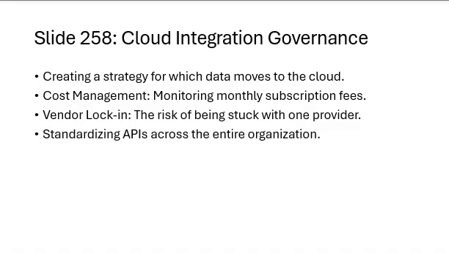Okay, cloud integration governance. Okay, strategy defines which data moves into the cloud, and cost management is able to monitor the monthly subscription expenses carefully. Vendor lock-in is the risk of being stuck with one provider. Standardizing the API will ensure consistency across the organization.